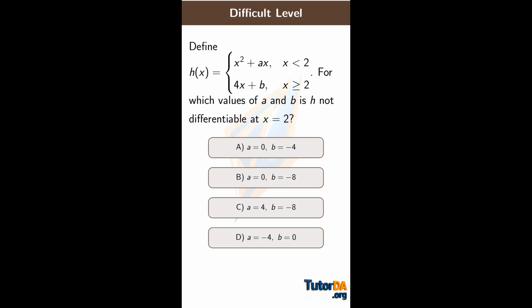Define h of x piecewise: x squared plus x if x is less than 2, and 4x plus b if x is greater than or equal to 2. For which values of a and b is h not differentiable at x equals 2? Option A, a equals 0, b equals minus 4. Option B, a equals 0, b equals minus 8. Option C, a equals 4, b equals minus 8. Option D, a equals minus 4, b equals 0.